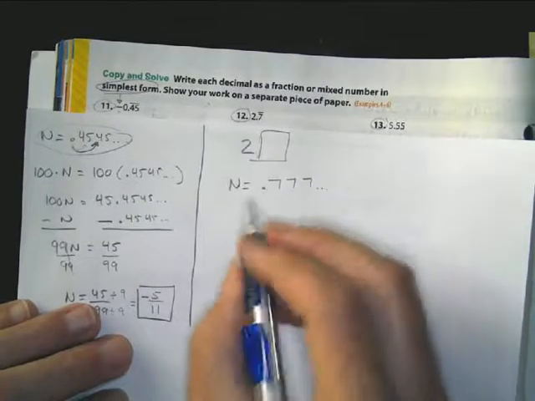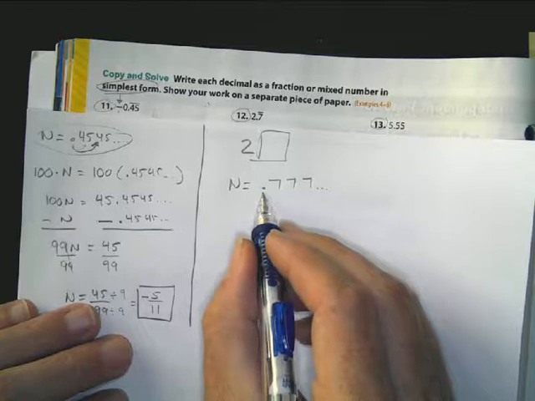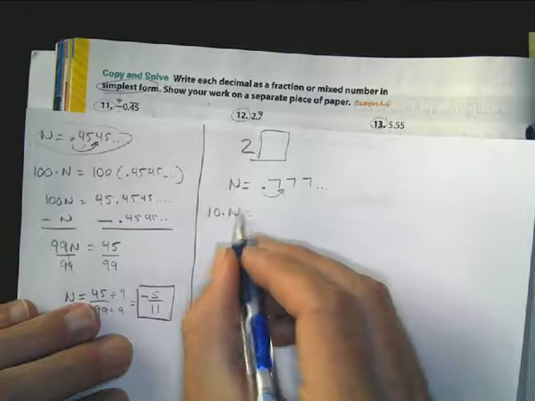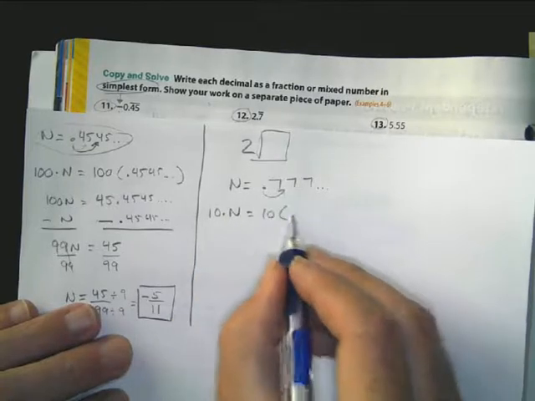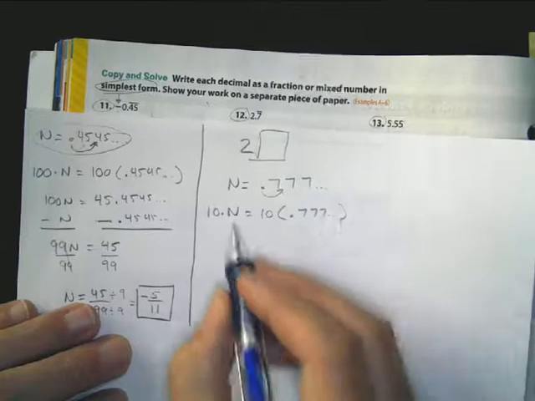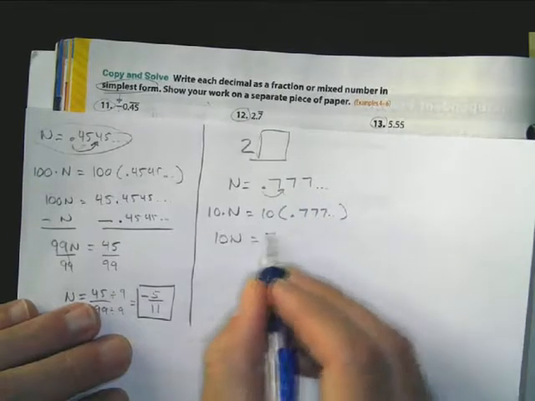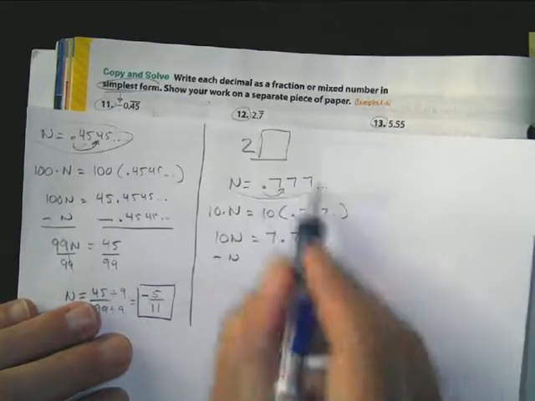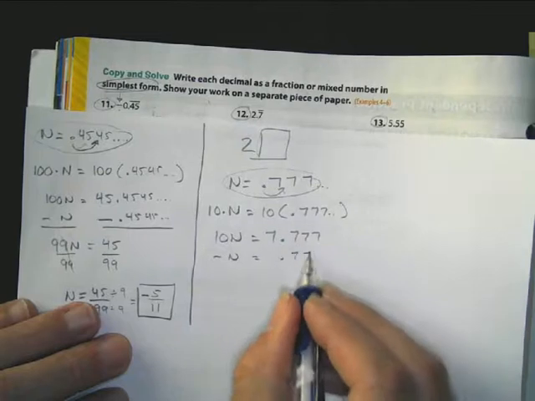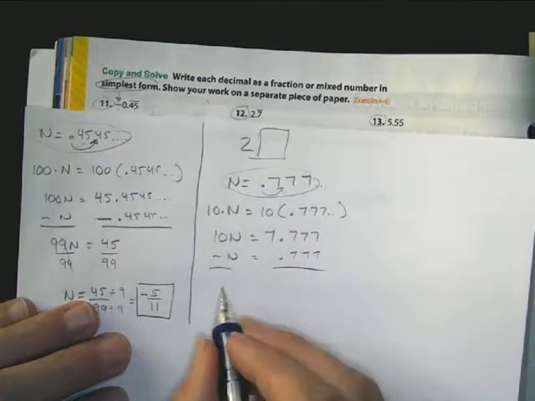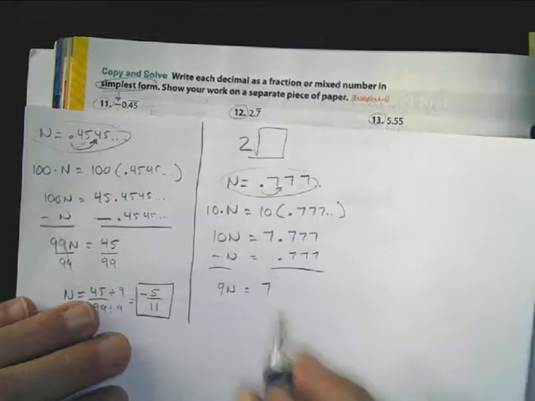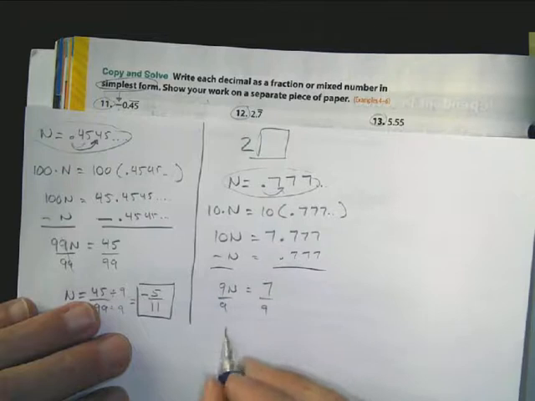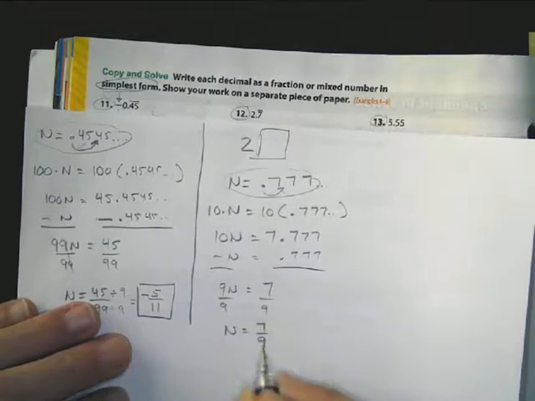Now I want to do the same process I did before. I'm going to want to get rid of the repeating part, so I'm going to multiply both sides by 10. 10 times n equals 10 times 0.77 repeating. That gives me, once again, 10n equal to 7 point repeating stuff. I will subtract n, my value that I created, and subtract the repeating stuff from this side, and find out that 9n equals 7. And because 9n equals 7, I'll divide both sides by 9 again, and end up with n equal to 7/9.